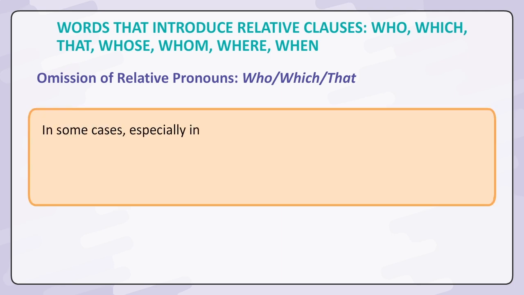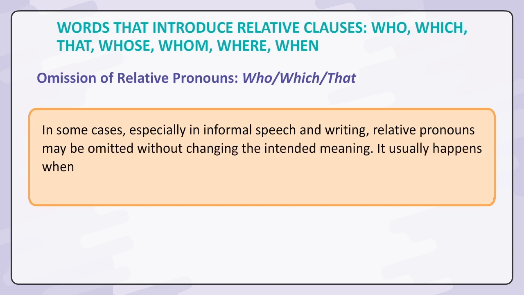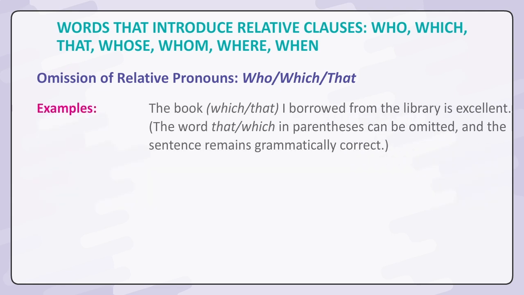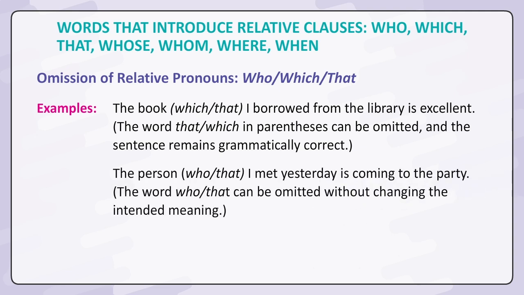Omission of relative pronouns: who, which, that. In some cases, especially in informal speech and writing, relative pronouns may be omitted without changing the intended meaning. It usually happens when a relative pronoun serves as the object of a verb in a relative clause. It is known as a zero relative pronoun. Examples: The book (which, that) I borrowed from the library is excellent. The word that, which, in parentheses can be omitted and the sentence remains grammatically correct.